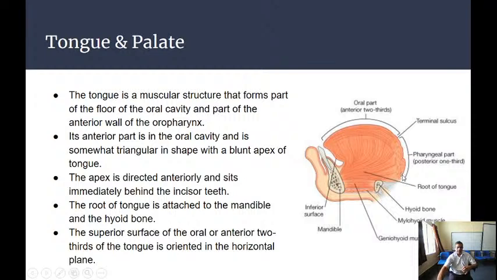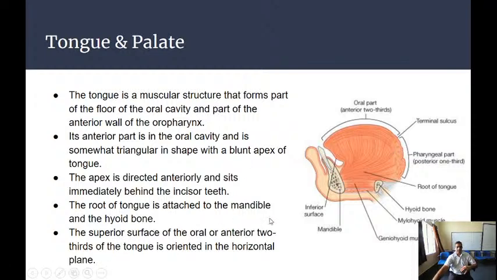It's a triangular muscle, the apex of which is a little blunted, and which forms the anterior end. It is divided into anterior 2/3 and posterior 1/3. The anterior 2/3 is in a horizontal plane, whereas the posterior 1/3 of the tongue goes into the pharyngeal part of the tongue, which forms the anterior wall of the pharynx, the oropharynx.